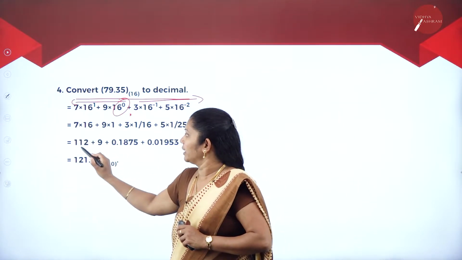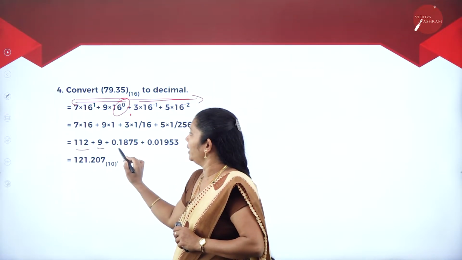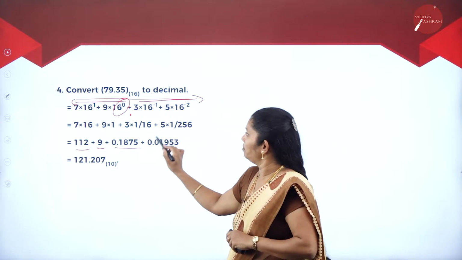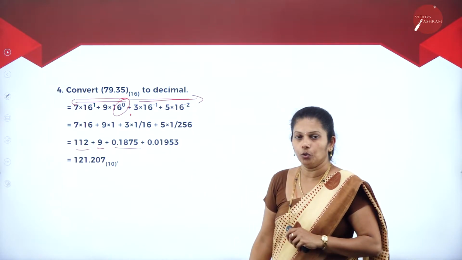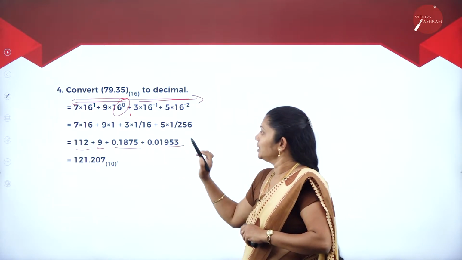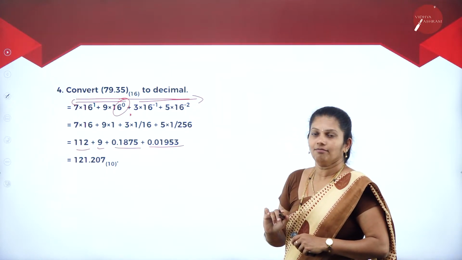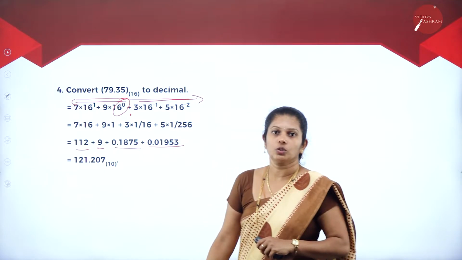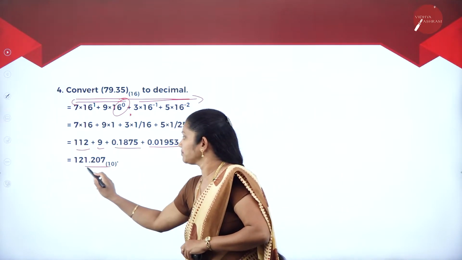When you perform the calculation, 112, 9, here 0.1875, then plus 5 into 1 divided by 256, the value is 0.01953. When you add, you get 121.207 in base 10.